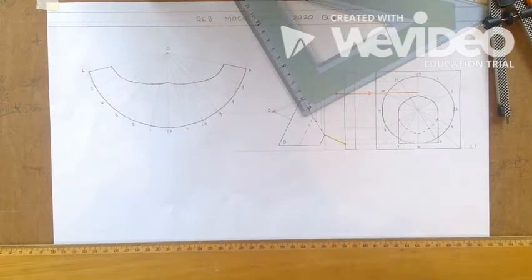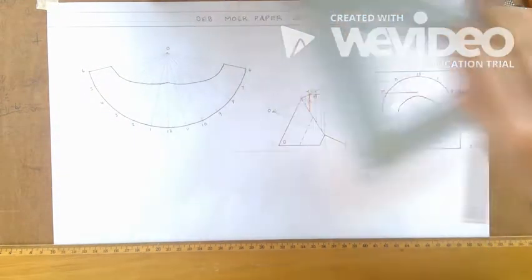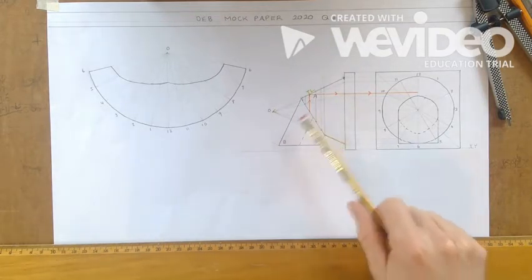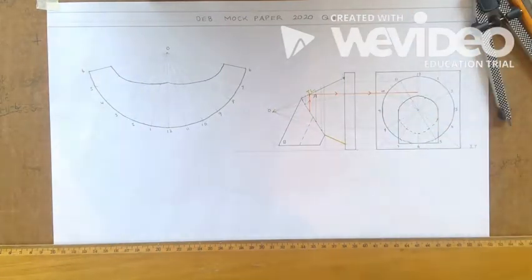So that's the surface development of the conical truncated cone A. The last part of the question, part C, is draw the development of the cylindrical surface B. Now with the cylindrical surface B, it's a truncated cylinder.